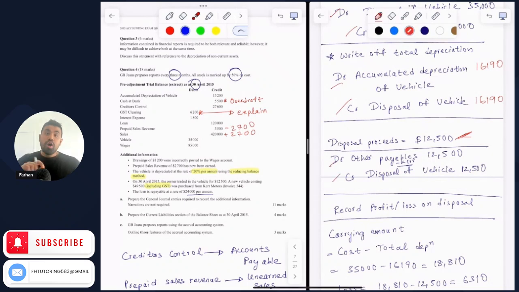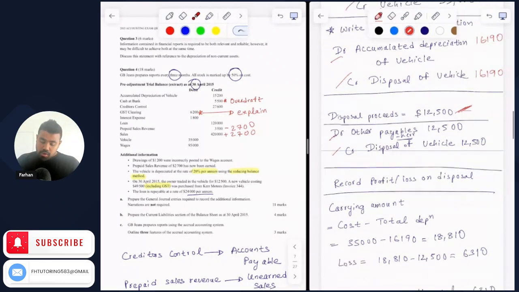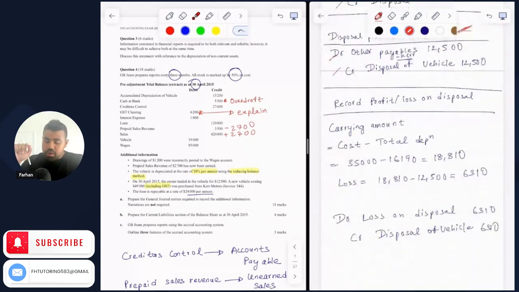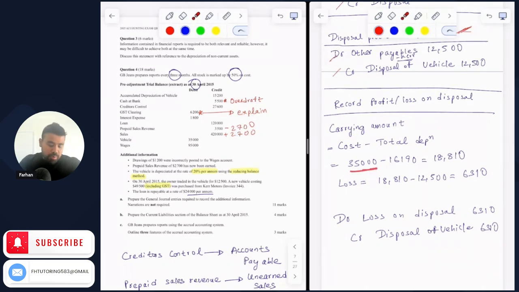Okay, now do not forget the profit or loss on disposal. So first of all, how do you find the profit or loss on disposal? You want to find the carrying amount, or the economic benefits that are still left within the old vehicle just before disposal. How do you find the carrying amount? It's cost minus total depreciation. So the cost is $35,000, which we already understand by now that we have picked from the pre-adjustment trial balance. And then the total depreciation is $16,190. We got this by adding $15,200 from the pre-adjustment trial balance plus an additional $990 that we had calculated ourselves in point number 3, right? And altogether, that gave us $16,190.